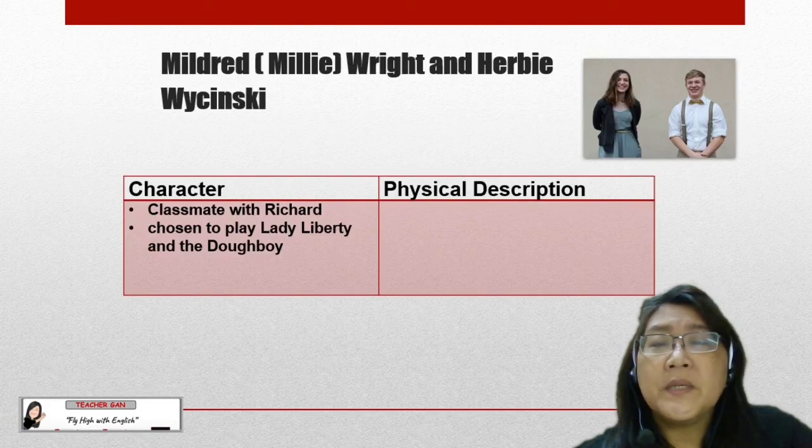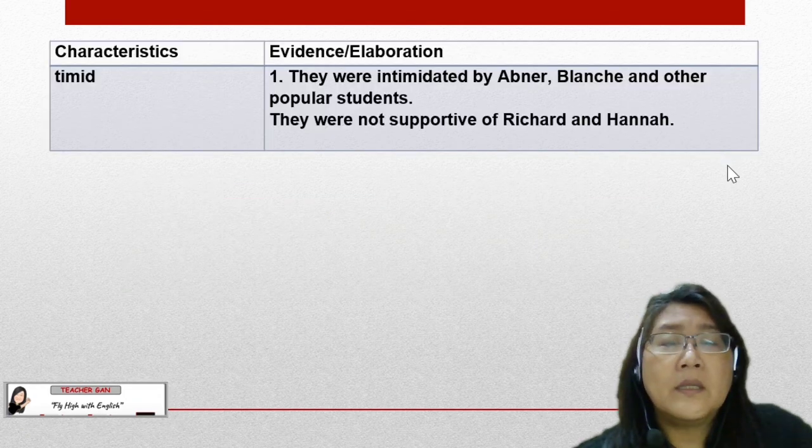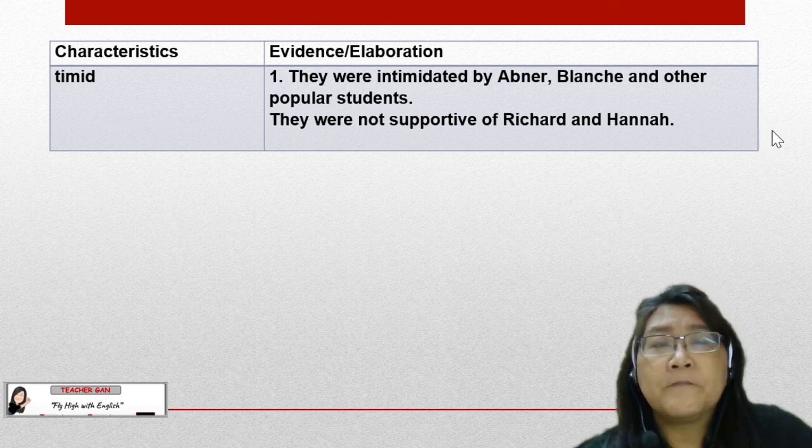Other classmates like Mildred Millie Wright and Herbie Winkiski. Characters: they were classmates with Richard, and then they were chosen to play Lady Liberty and the Doughboy. Let's look at their characteristics. Timid. Evidence: they were intimidated by Abner, Blanche, and other popular students. They were not supportive of Richard and Hannah.